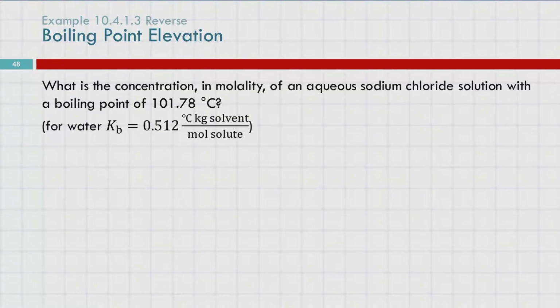Boiling point elevation. What is the concentration in molality of an aqueous sodium chloride solution with a boiling point of 101.78 degrees Celsius? For water, Kb equals 0.512 degrees Celsius per mole. This is a harder question than the freezing point depression one. Delta T sub B equals lowercase m times Kb.